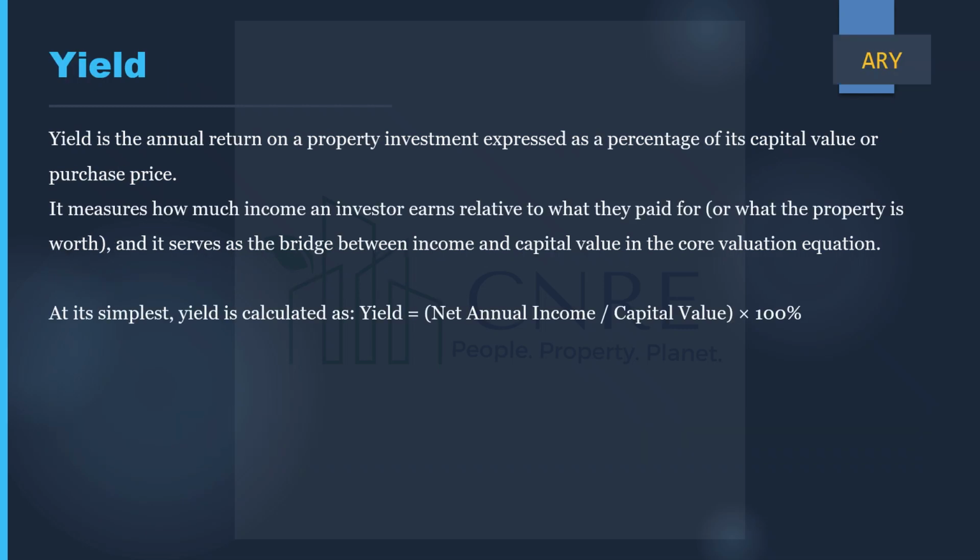The yield of a property investment is the annual return on the property investment, and it measures how much an investor earns relative to what they invested or relative to the value of the property. So it's usually expressed in percentage. Okay. So when you hear what is the yield of this investment or what is the yield of this property investment, it means what's the rate of return of the property as against the value of the property.